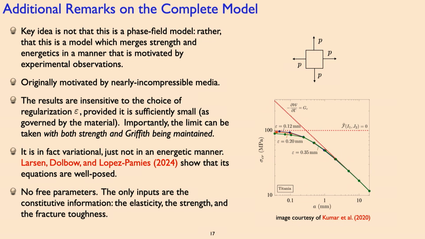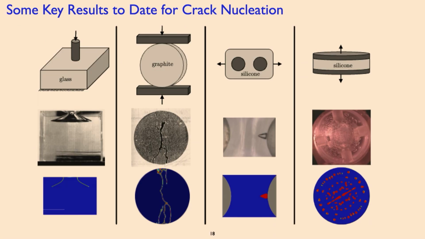It is not a purely energetic model, but it is variational, right? And what we've shown recently is that, in fact, the equations are well posed, and that's really all we should care about, right, as computational scientists, okay? The last thing I'll say is that there are no free parameters. Okay? The only inputs are the constitutive information, right? Okay. So this model has now been applied to a series of problems.